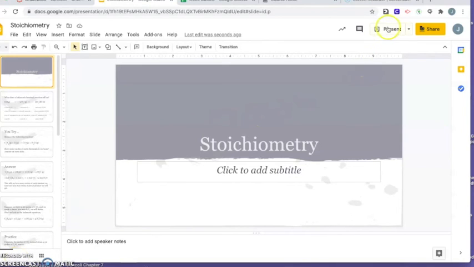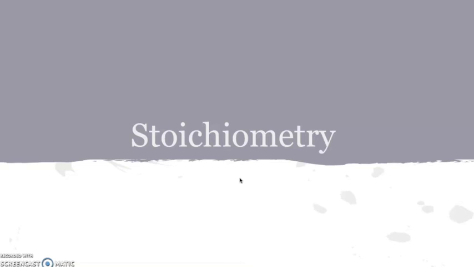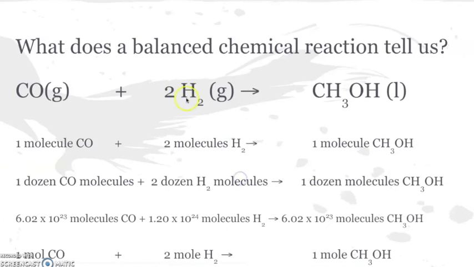All right, so today's video is going to look at stoichiometry, which is a funny word, but we'll describe what it is by doing it as opposed to trying to define it. So first off, balanced chemical reaction. Here we have carbon monoxide plus hydrogen gas to make methanol. When we balance this reaction, we just put a 2 in front of the H2 and everything works out. Now, what does this mean?